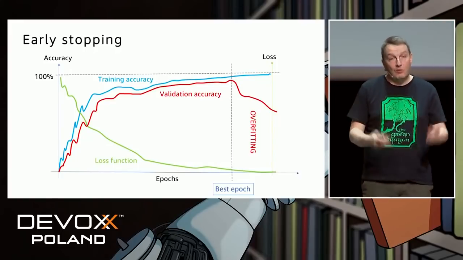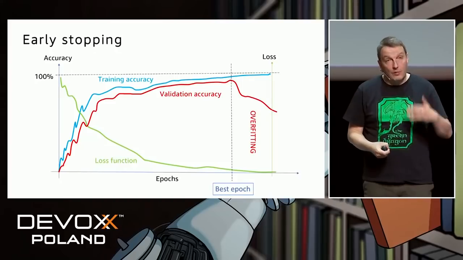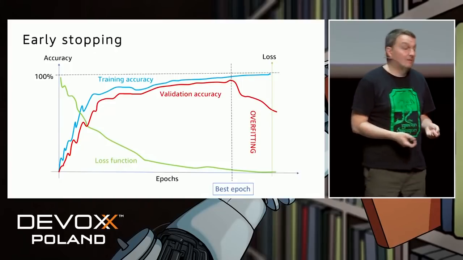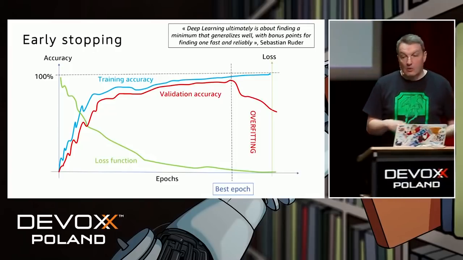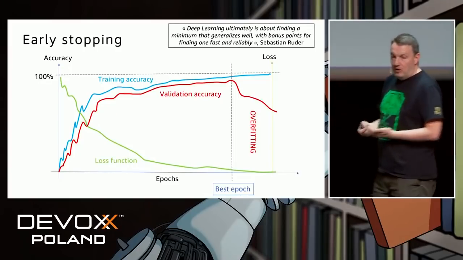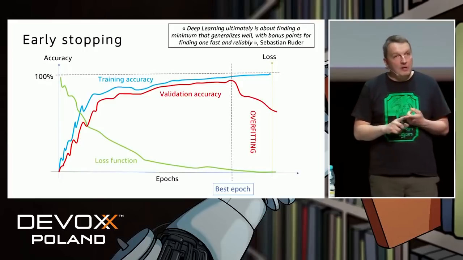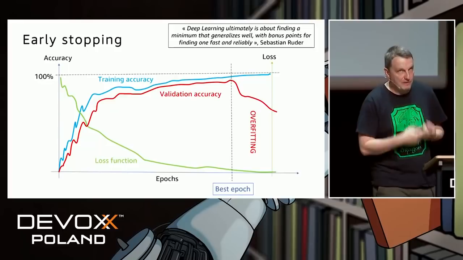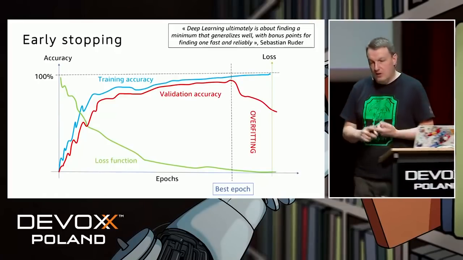Okay, so you have to save all the weights at the end of each epoch to know which one you're going to use in the end. So to sum things up, deep learning is really about finding a minimum. You don't care about finding the minimum. You'll never know if you found it. It's an NP-hard problem.